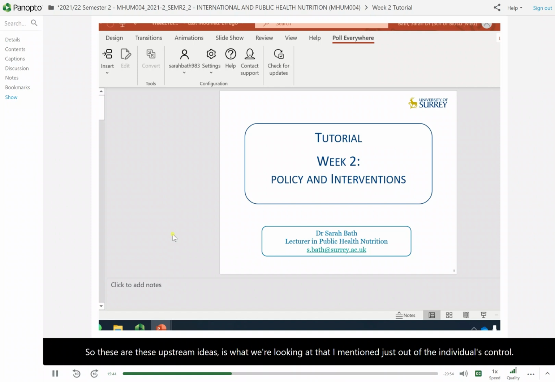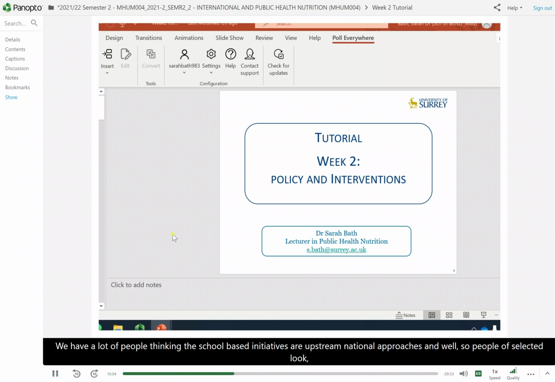So these upstream ideas are what we're looking at, that I mentioned, which are out of the individual's control. Okay, well, probably most people have responded. So that's interesting. We have a lot of people thinking the school-based initiatives are upstream national approaches. And so people have selected a lot. I am slightly surprised that not more people have selected the industry sugar tax.